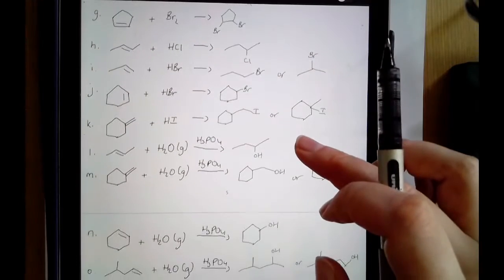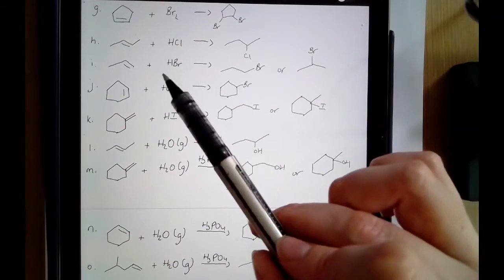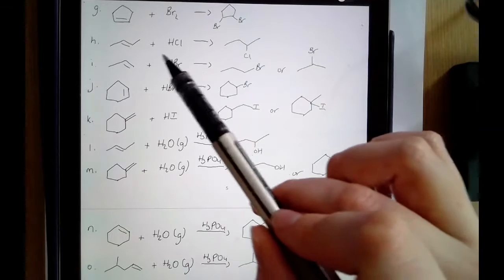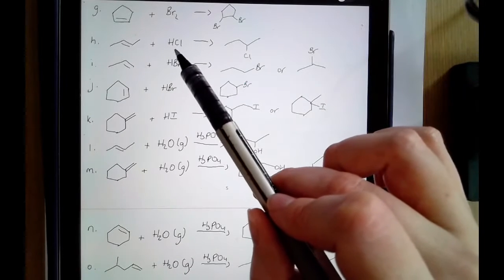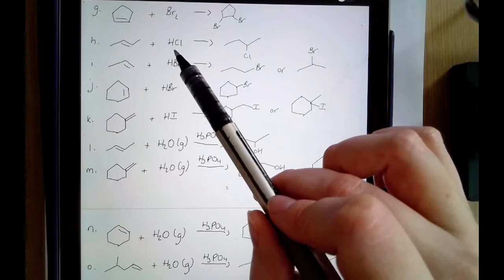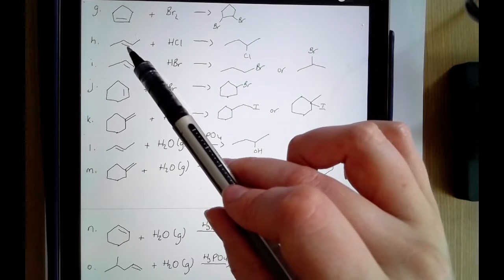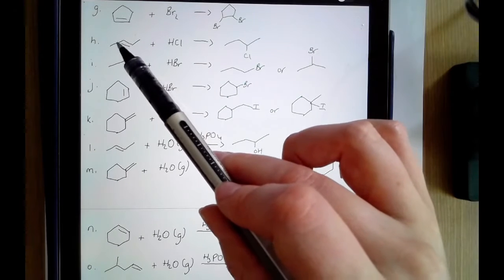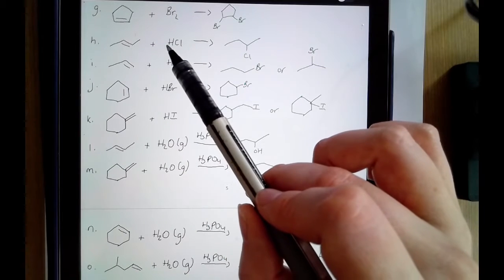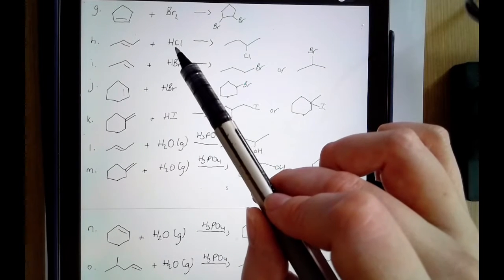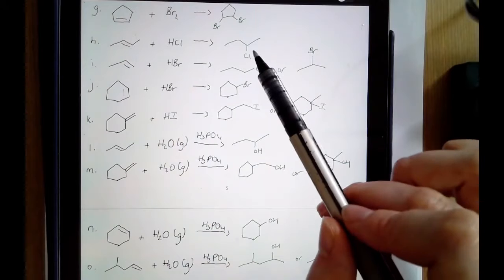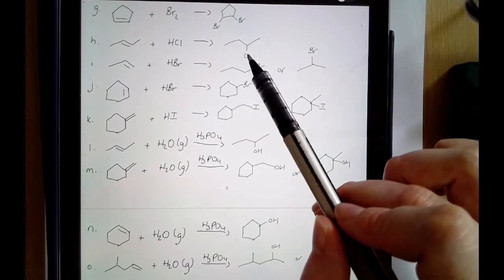With H, I, J and K, I'm reacting with hydrogen halides. Because I have 2 different atoms, it may happen that I've got 2 different products. In H, I don't have 2 different products because the 2 carbons of the double bond are identical. So it doesn't matter which one gets a hydrogen and which one gets a chlorine. They're identical. So my product is always going to be 2-chlorobutane.